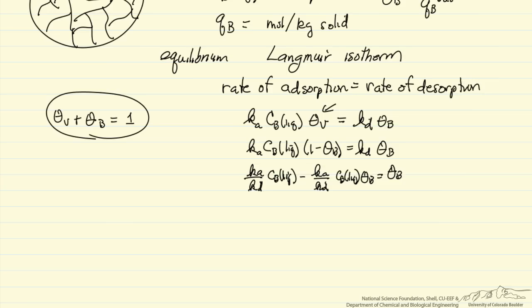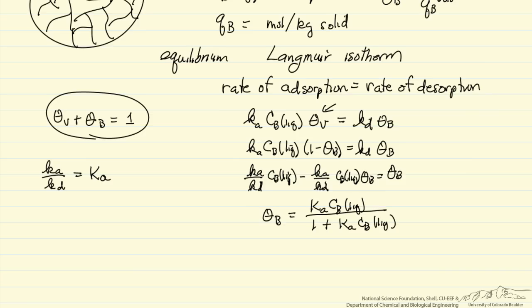So I've made this substitution, then I've simplified a bit, and this rate constant for adsorption over the rate constant for desorption, we're going to define as our adsorption equilibrium constant. And so if we now solve for the fraction of the surface occupied by B, it's the adsorption equilibrium constant times the concentration in the liquid phase over 1 plus the adsorption equilibrium constant times the concentration in the liquid phase.